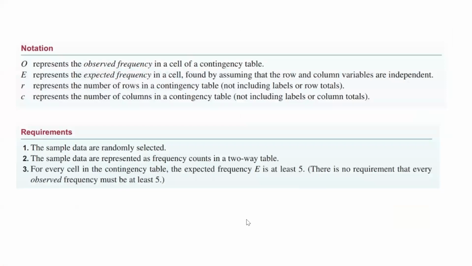The terminology is the same. I'm going to show you from what we did last week. We had O representing observed frequencies. Last week, we had E representing the expected frequency. Now, how we find the expected frequency is different. The assumption is the same, found by assuming that the row and the column variables are independent, but the equation that we're going to use is going to be very different.